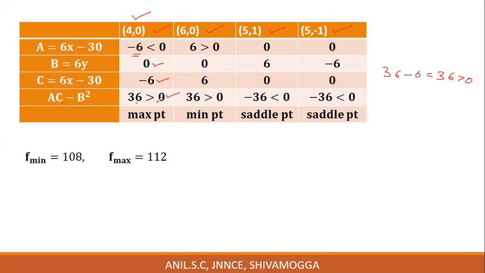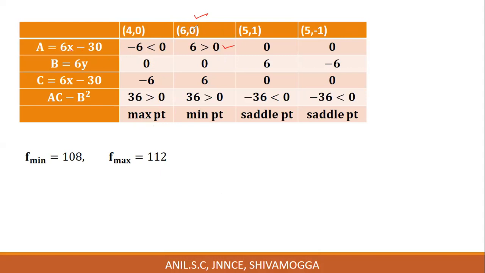If AC minus B square is greater than 0 and A is less than 0, the point is said to be a maximum point. It is a maximum point. Now we find the nature of 6, 0. X is equal to 6 and y is equal to 0. 6 into 6, 36. 36 minus 30 is 6 and 6 is greater than 0.